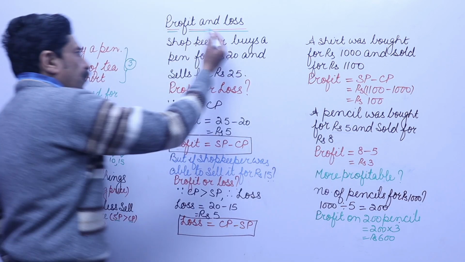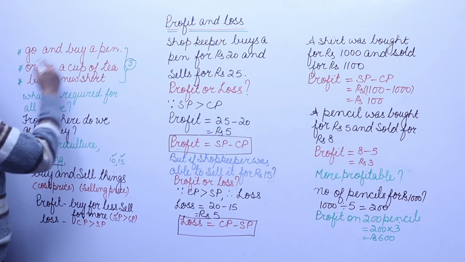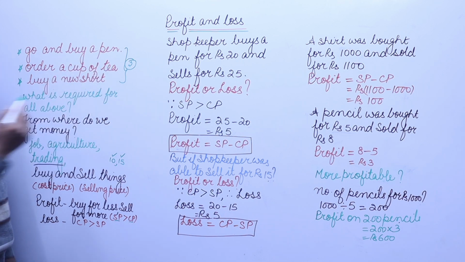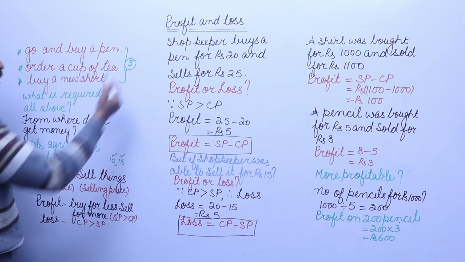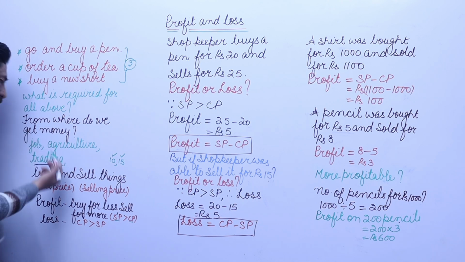To understand profit and loss, we begin with three statements. Go and buy a pen. Order a cup of tea. Buy a new shirt. What is the common requirement in all these three statements? It is money. From where do we get money? We can get money by doing a job, by agriculture, or by trading, or any other means.